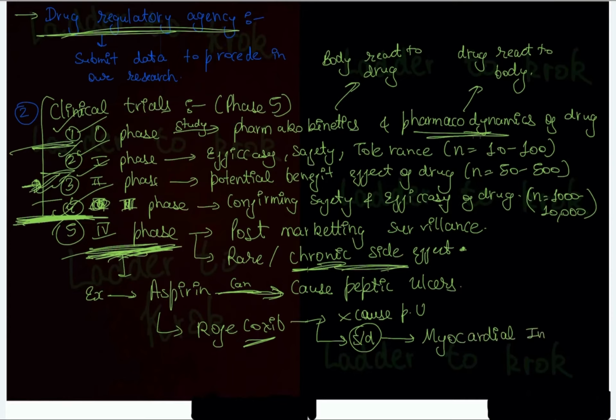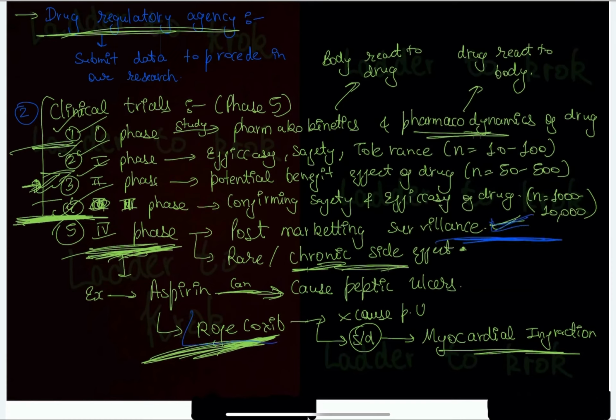myocardial infarction. Okay, it's not infection, it's infarction. This rofecoxib is a COX-2 inhibitor, and this drug was withdrawn from the market. This rofecoxib was withdrawn from the market after post-marketing surveillance, when people found this out. So if someone asks you which drug was withdrawn, see, peptic ulcer can also be treated, but myocardial infarction is a very severe thing. So this rofecoxib was withdrawn from market after post marketing surveillance.